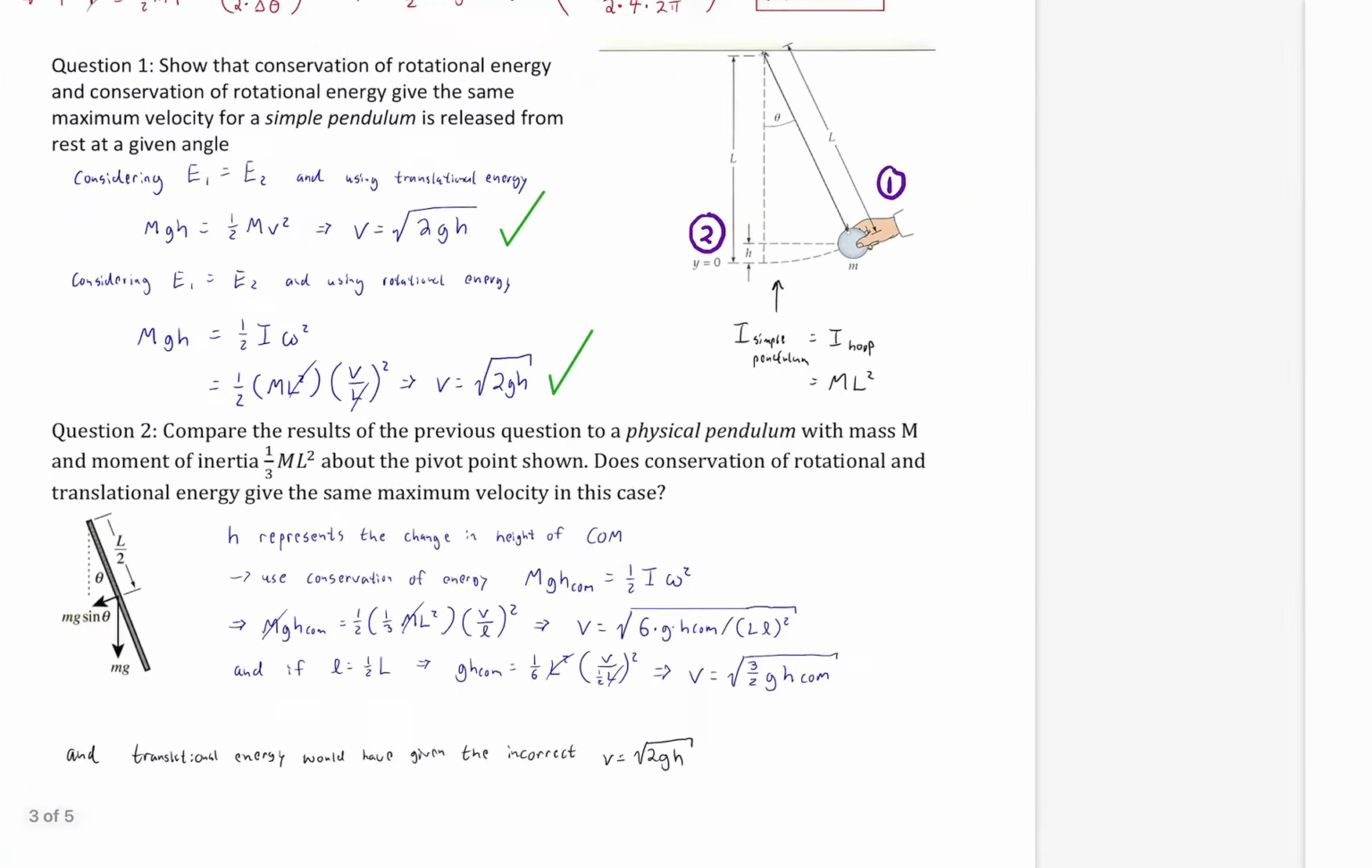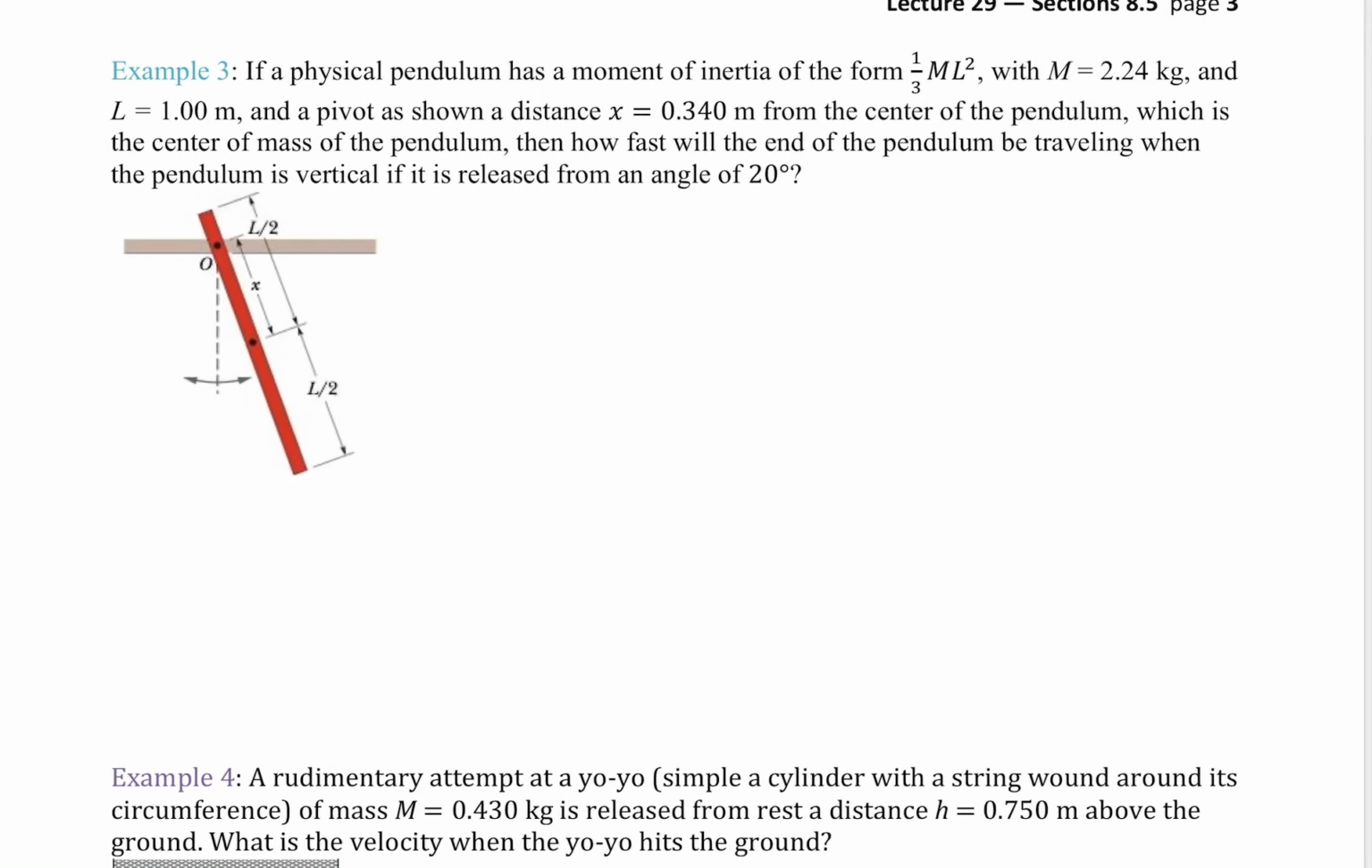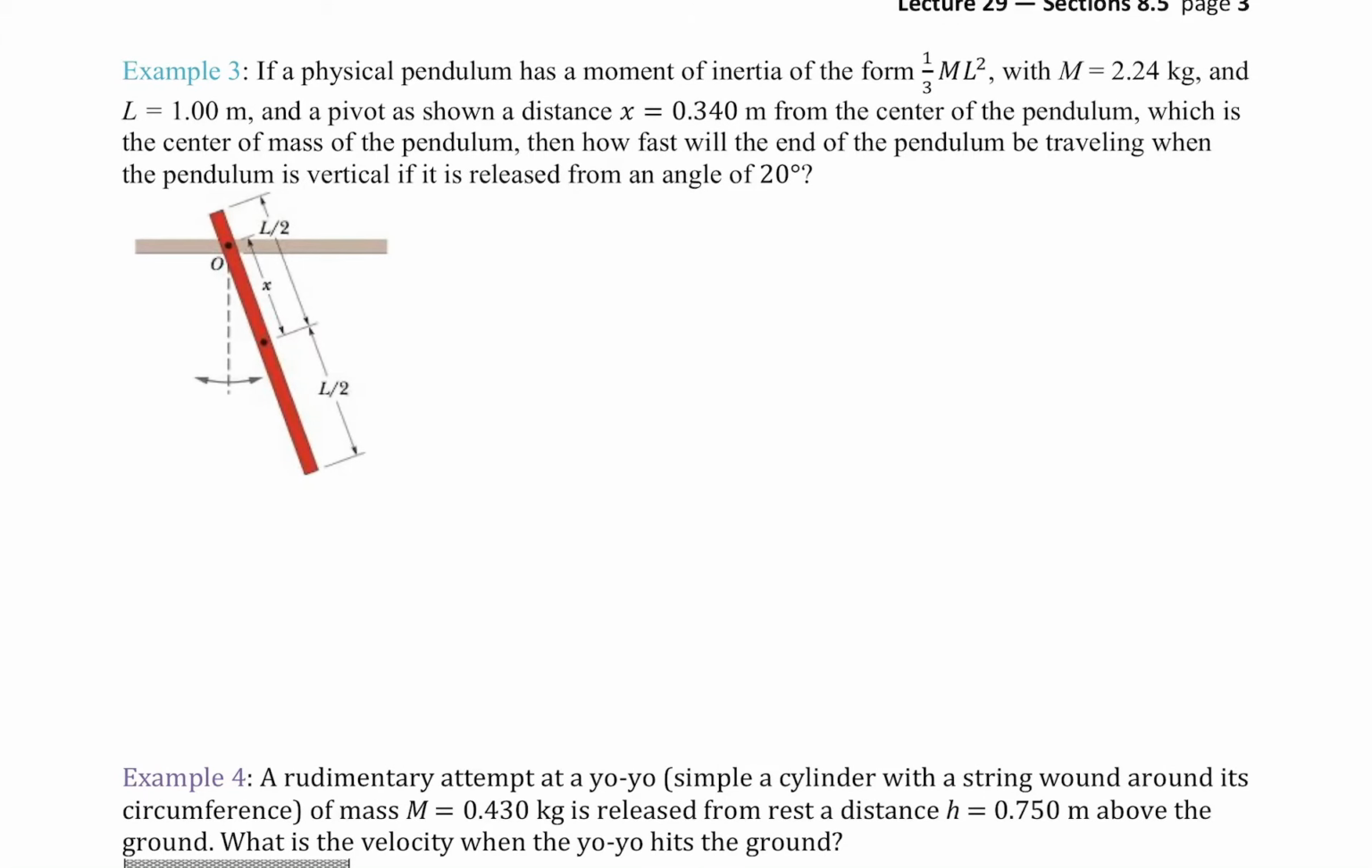Okay. Let's do one with some numbers here. So we have a physical pendulum. It has a moment of inertia of 1/3 ml squared. It's got a mass of 2.24 kilograms and a length of 1 meter, and a pivot that is shown a distance of 0.34 meters from the center. So here I put the pivot in a slightly different location. Let's see how we can handle that. And that distance is to the center of mass of the pendulum. Center of mass is right there.